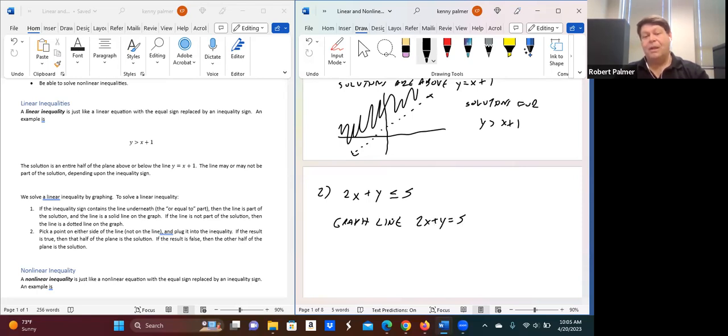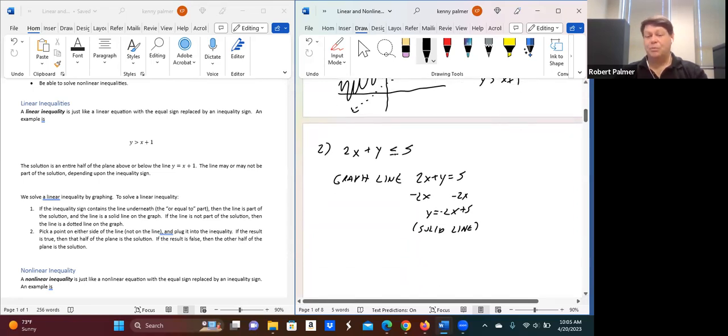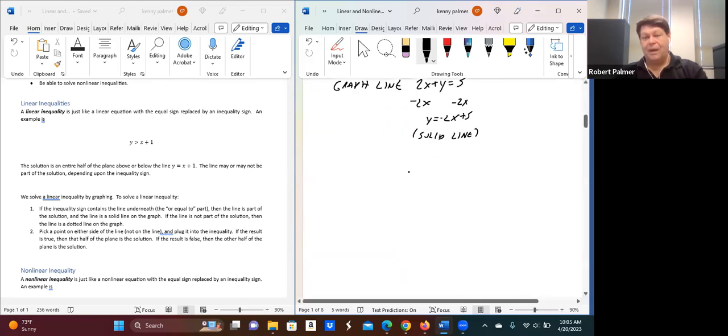Now the line is going to be, if we graph that, we can just subtract 2x on both sides. This is pretty easy. And then y equals negative 2x plus 5. Now the graph is going to be a dotted line, actually, it'll be a solid line, since we have the or equal to part. That means the line is part of the solution. So let's graph that.